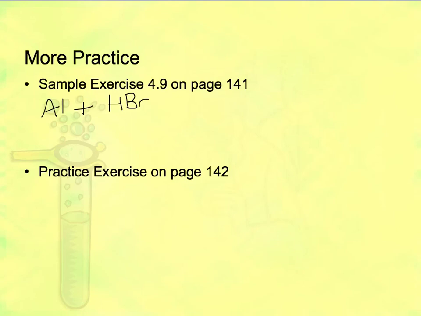All right, and what would be the products of this reaction? Well, it's a single replacement reaction, so you'd end up with aluminum bromide. Aluminum having a charge of plus 3 would be AlBr3 plus hydrogen. Remember, when hydrogen is by itself, class, what's that called? Yes, diatomic.